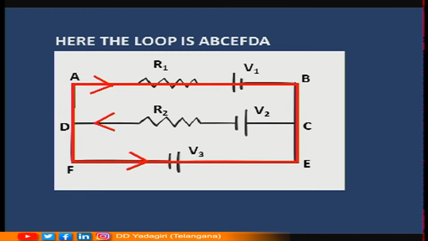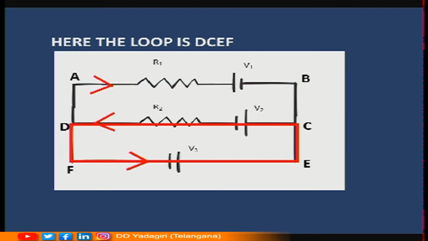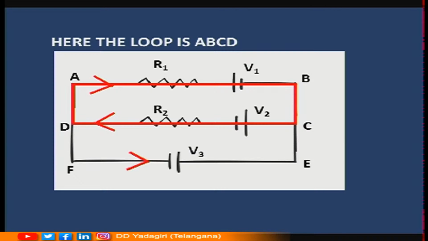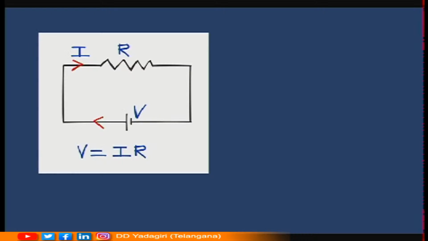In this we can consider a loop which is A, B, C, E, F, D, A, or we can select a loop which is D, C, E, F, or a loop A, B, C, D. Kirchhoff's loop law holds good for any loop in a network. Let us consider another loop where there is a battery connected to a resistor. Let the voltage be V and current be I.